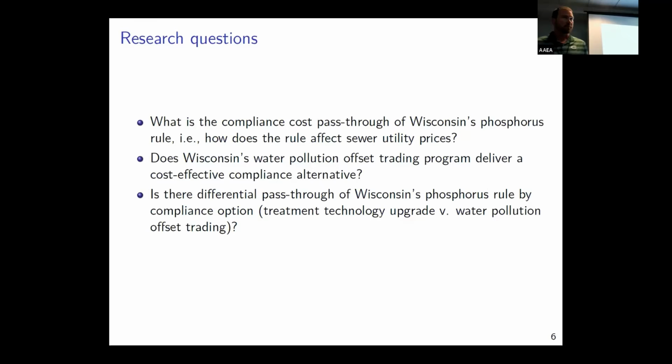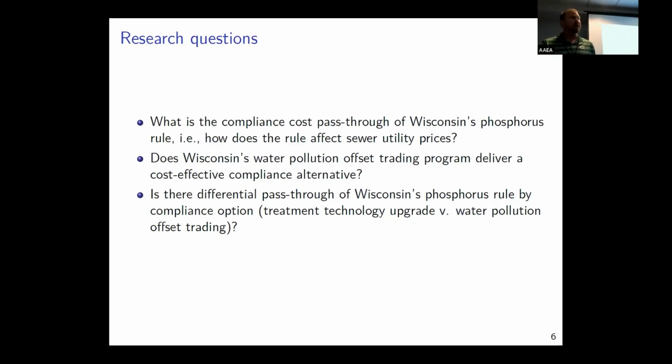So our three primary research questions that we're attempting to answer here. The first is, what is this compliance cost pass through? So how does this phosphorus rule affect the sewer utility rates of users in Wisconsin? And this is a research question that's very cleanly identified because, as I mentioned, the rollout of this phosphorus rule creates quite a nice natural experiment.